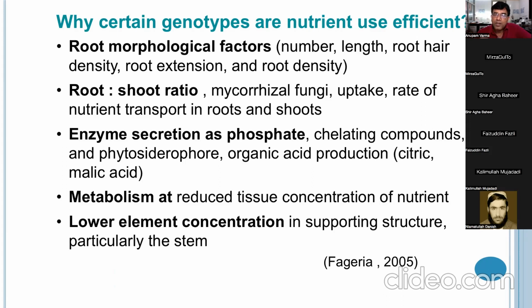And then mycorrhiza also solubilize certain nutrients which are fixed in the soil. So they increase the solubility of certain nutrients, particularly phosphorus, which is called mobilization of phosphorus. Mobilization of phosphorus means they make phosphorus available.